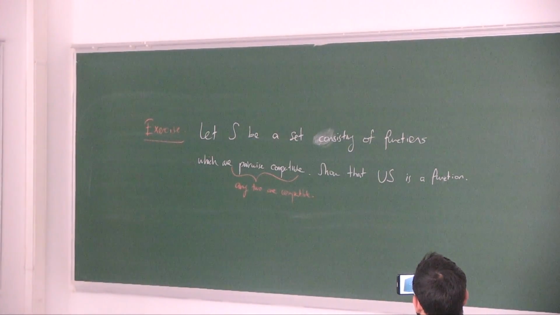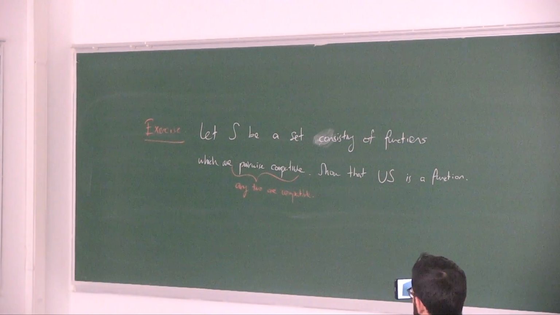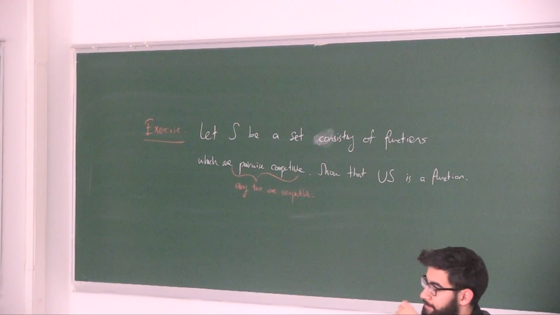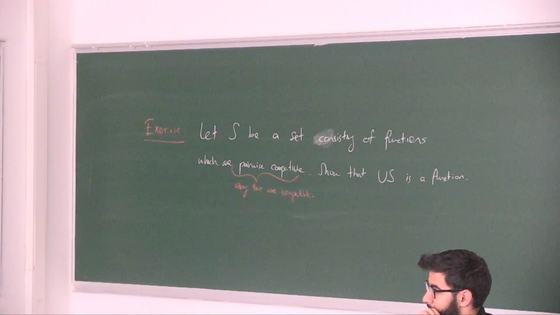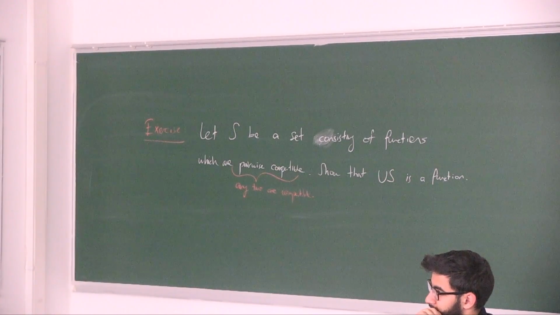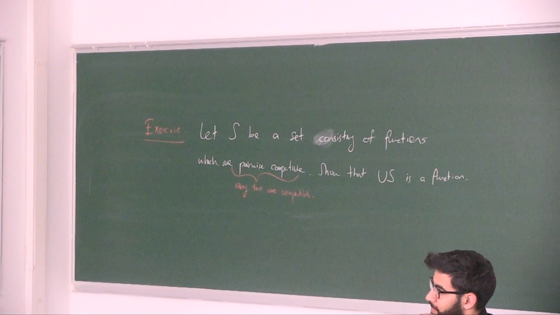The point is, I can do this with arbitrarily many functions. I don't really need two functions here. I can have infinitely many functions if you want. If all those are compatible, when you take the union, it's going to be a function, okay? So prove that.